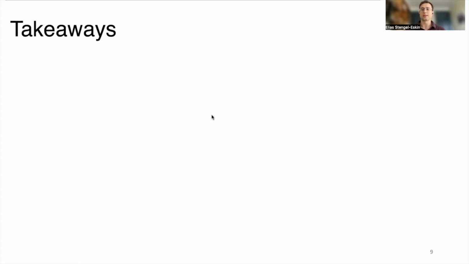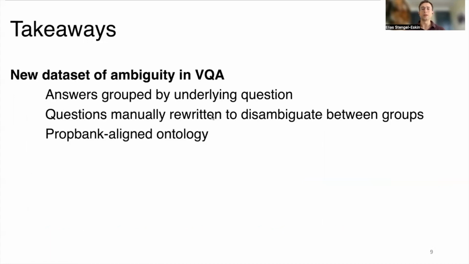There are far more results and analyses in the paper, but I'll summarize what I've talked about so far. We introduced a new dataset for analyzing ambiguity in visual question answering. This dataset includes answers grouped by their underlying question, as well as manually rewritten questions and a PropBank aligned ontology of reasons for ambiguity.